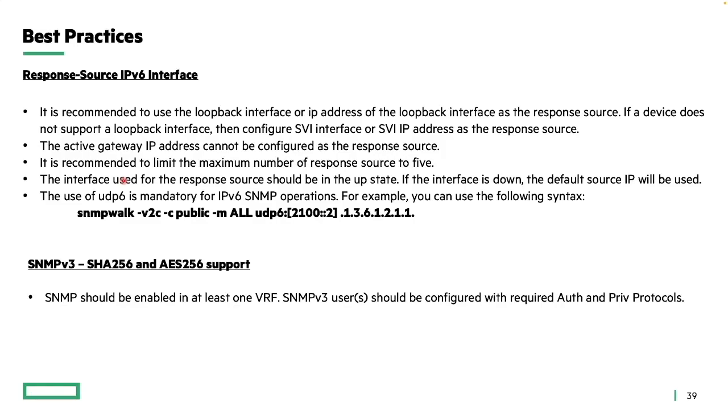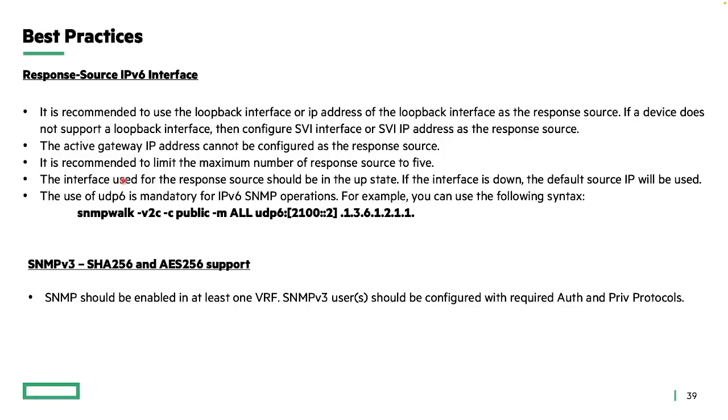The use of UDP6 is mandatory, as you see in the syntax below, for IPv6 SNMP operations. SNMP walk, hyphen v2c community public minus m all UDP6 colon and then the syntax of the IPv6 SNMP operation. That's the mandatory format.